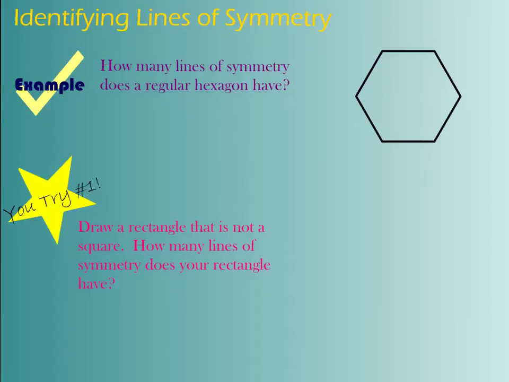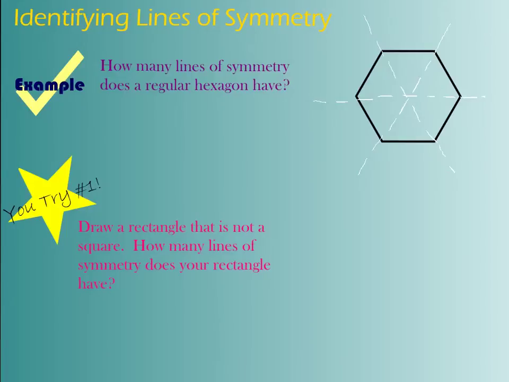All right, so let's look at this first example. We're going to identify how many lines of symmetry a regular hexagon has. So I'm going to go ahead and grab my marker. Okay, so I've got a hexagon drawn here. If I look at this hexagon, I could fold it in half going through these vertices. I could fold it in half going through these vertices. I could also fold it in half going through these vertices. So I just want to look at our vertices to see if we can fold that shape in half going through there. So far I have 3 lines.